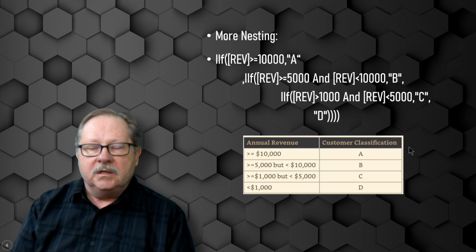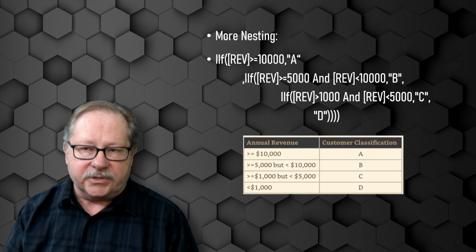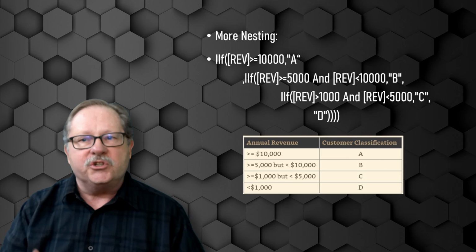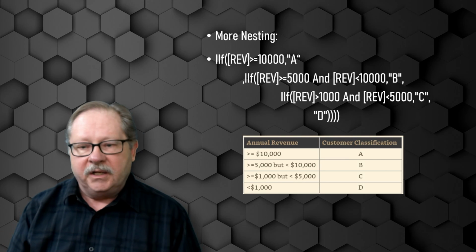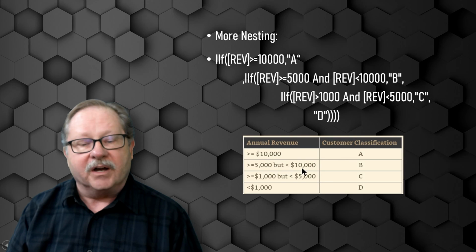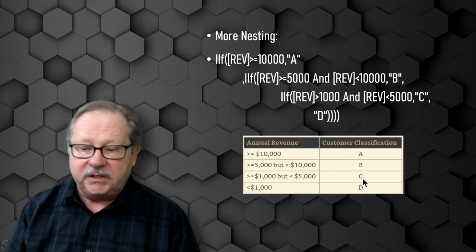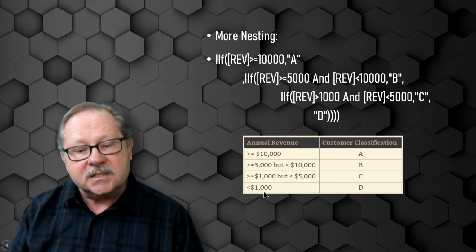Okay? But, you know, nesting can get to be a little bit cumbersome. Like for this example, now let's just add one more condition. If it's over 10,000, give it an A. If it's between 5 and 10, give it a B. If it's between 1 and 5, give it a C. But if it's less than 1, give it a D.